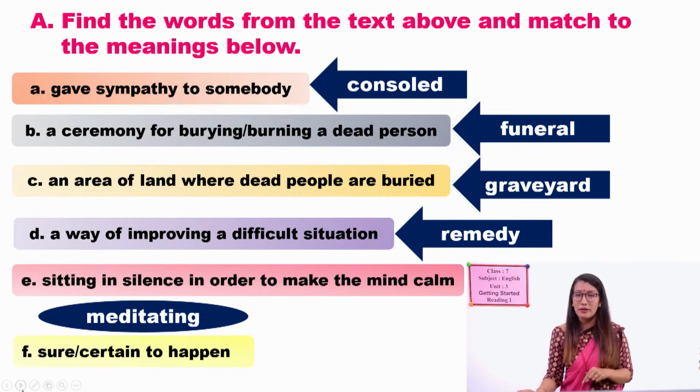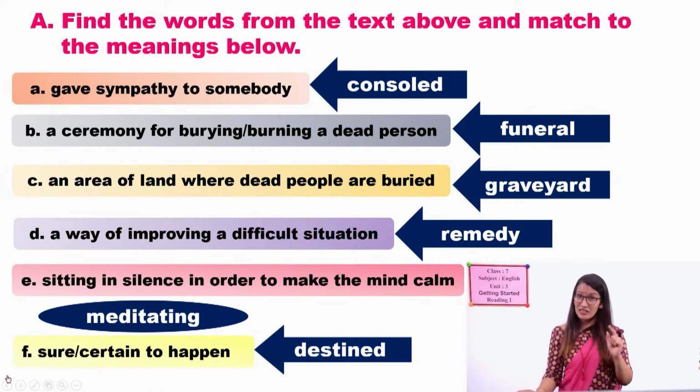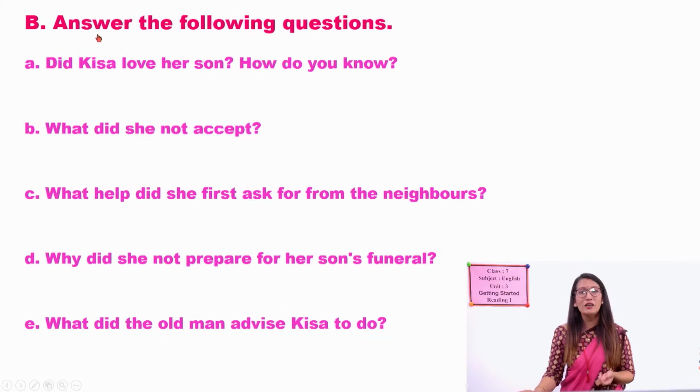Sure or certain to happen. It is going to happen anyhow. What is it? Destined. Yes, it is destined to happen. Yes? Okay. Now let's move forward and look at this work. Answer the following questions. Now can you read the questions once?